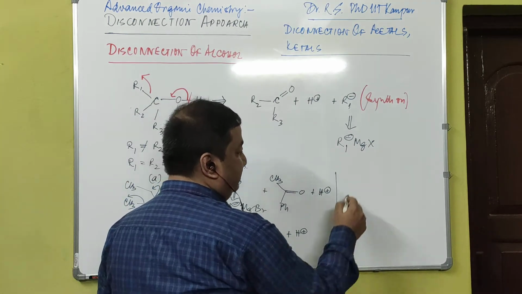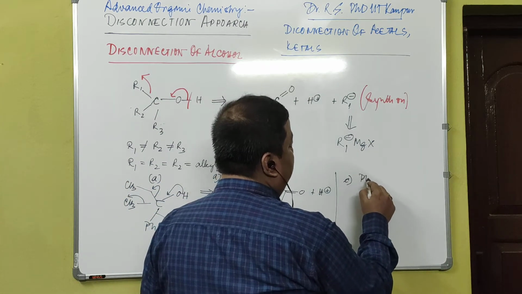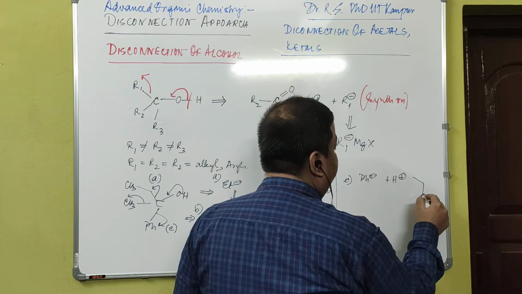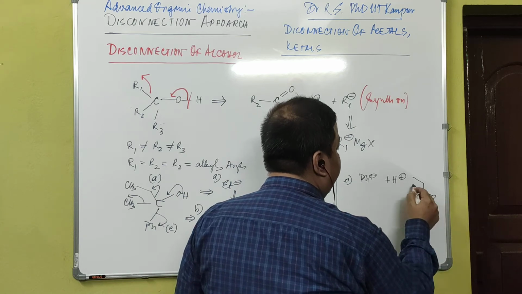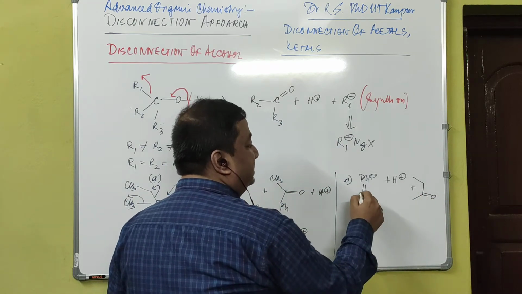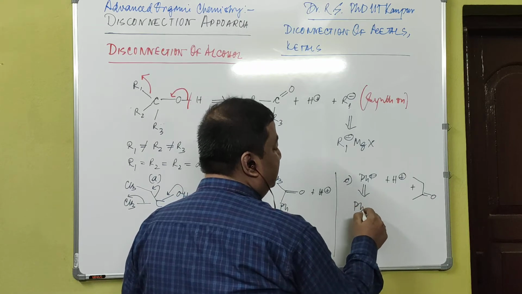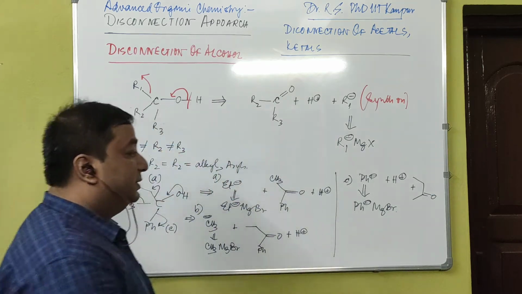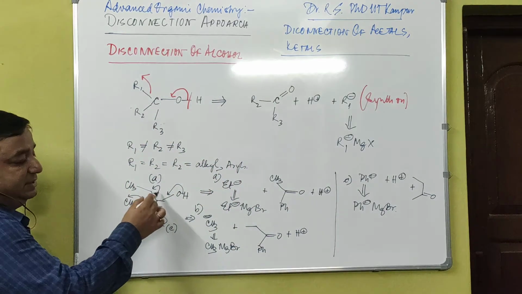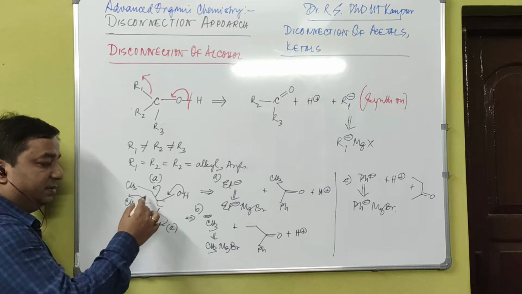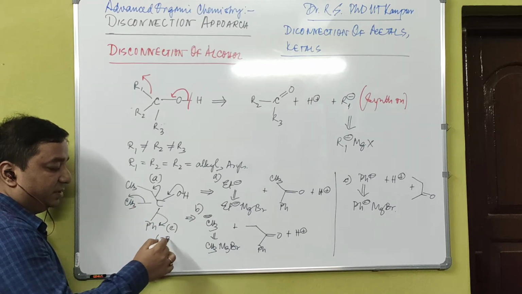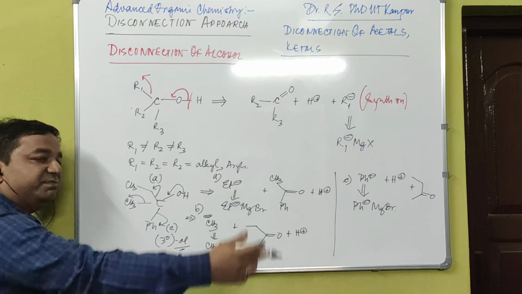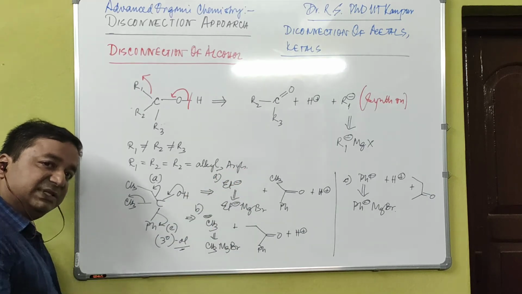So there you can have Ph minus and H plus. My ketone will be something like that. This is the synthon, and the reagent will be PhMgBr. So for the synthesis of this tertiary alcohol, or a 3-degree alcohol, I have 3 different possibilities by which I can do this synthesis.